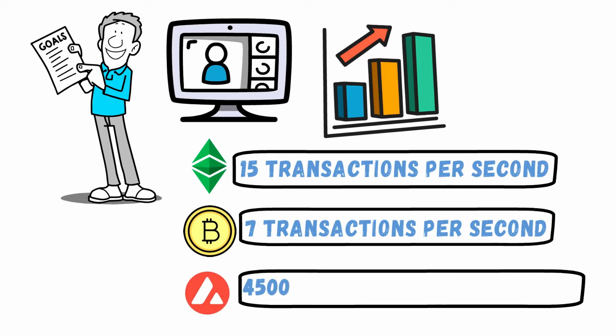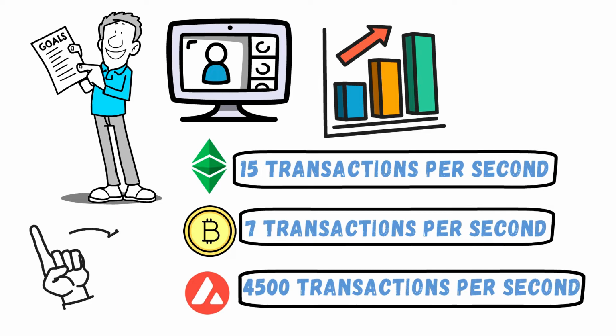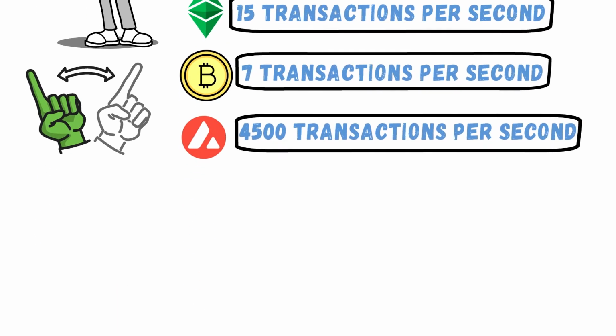Avalanche can handle 4,500 transactions each second, and the finality time is 2 seconds. Not only that, these 4,500 transactions of Avalanche are not for the entire protocol, but just for one subnet. The protocol is able to handle many subnets at once.